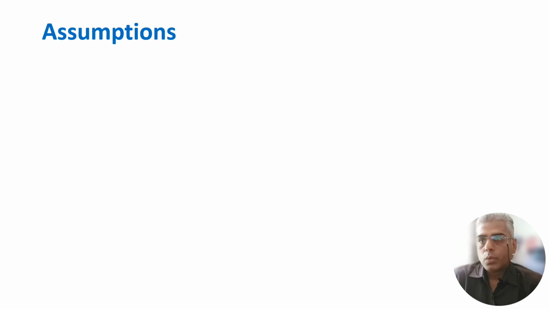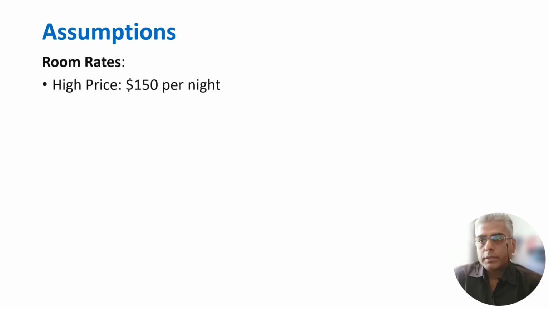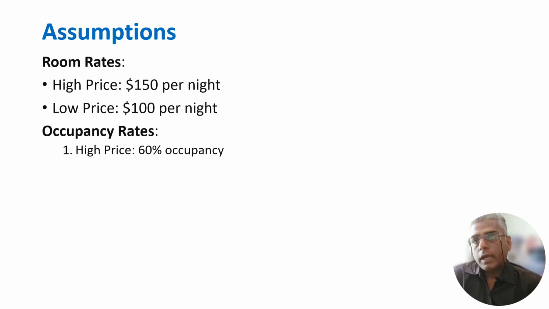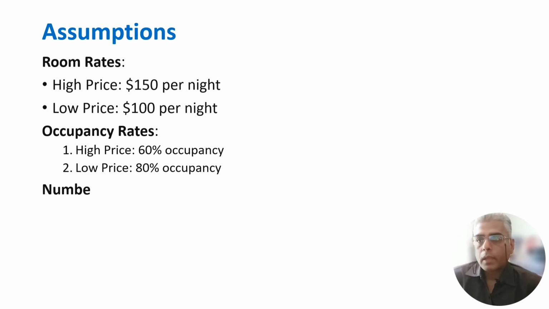Okay. So what are the assumptions for our study? So first of all, we assume the room rates. Let's assume the hotels have a high pricing level at $150 per night, and a low price would be $100 per night. In terms of the occupancy rates, at the high price, a hotel would do 60% occupancy, and at the low price, let's say, it will do 80% occupancy. In terms of the number of rooms, we assume both hotels have 100 rooms, so equal capacity.